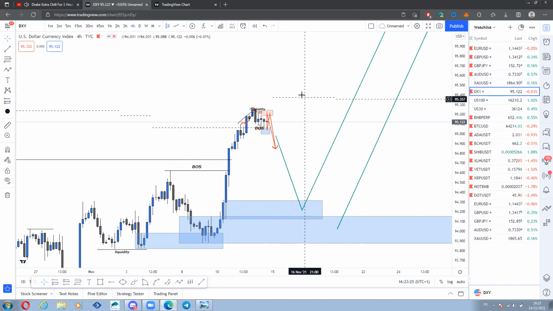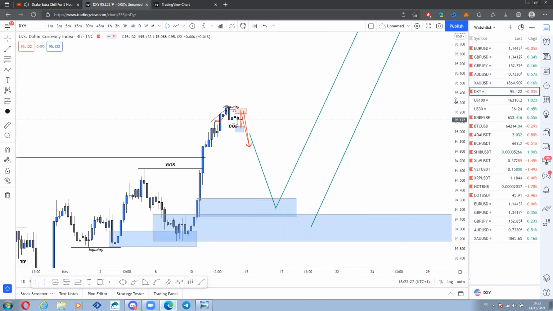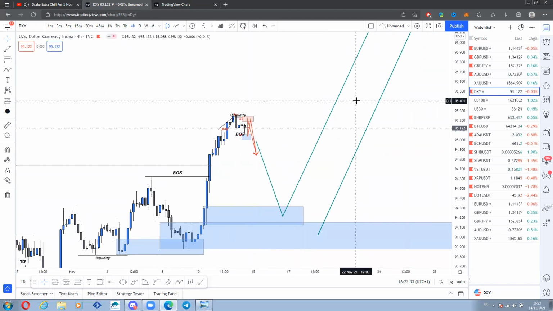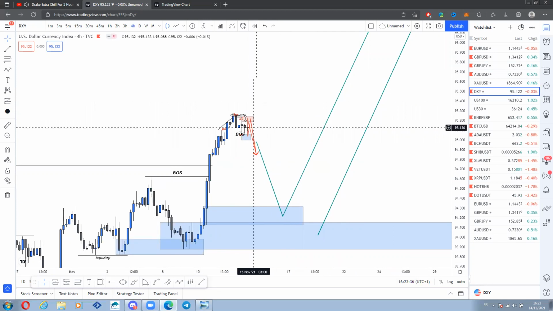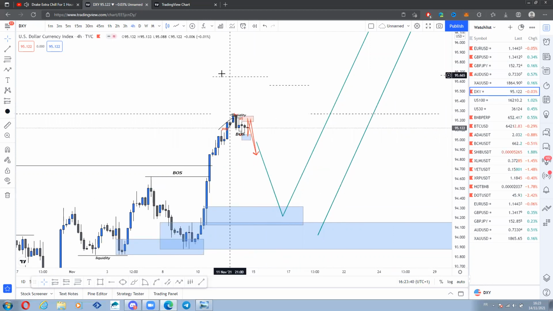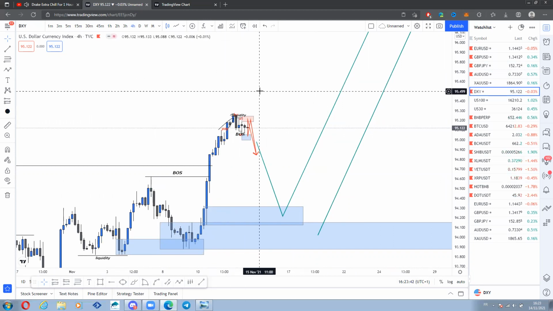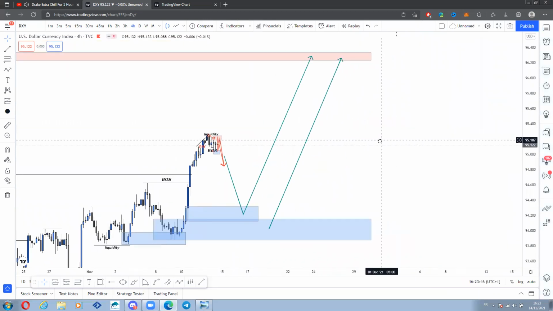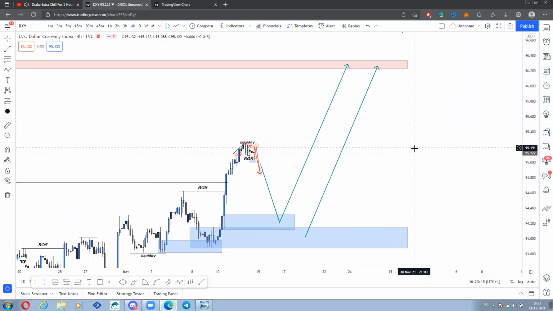Let's say on the DXY I know that the dollar is going to get weaker next week. So what I'm going to do on AU is look for buys, because when the dollar is weak, the euro is going to be strong. So that's always the first thing I do when I start analyzing my weekly view: the DXY.